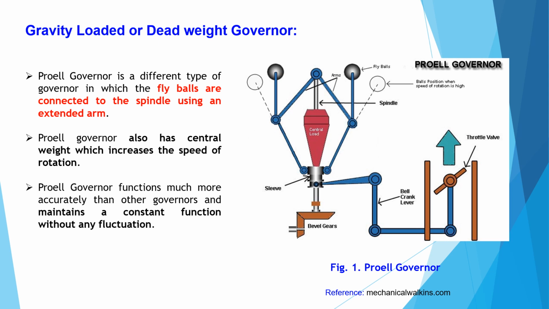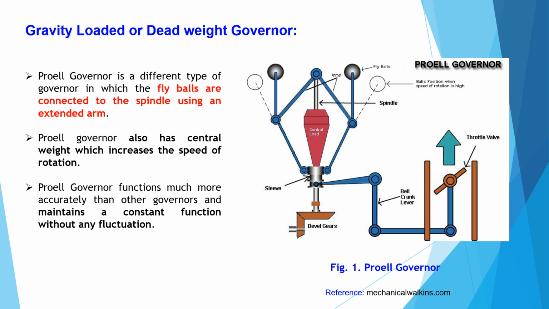The Proell Governor differs from the Porter Governor in that the fly balls are connected to the spindle using extension arms. The schematic representation of the Proell Governor is shown in the figure, and here the fly balls are connected with the arms using these extension arms. These are the arms of the spindle, and this is the link of the spindle, and this is the extension arm.